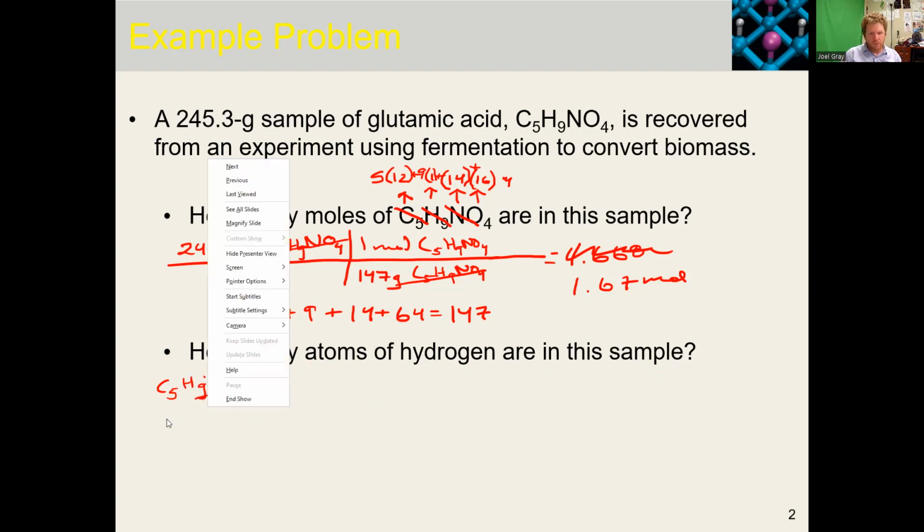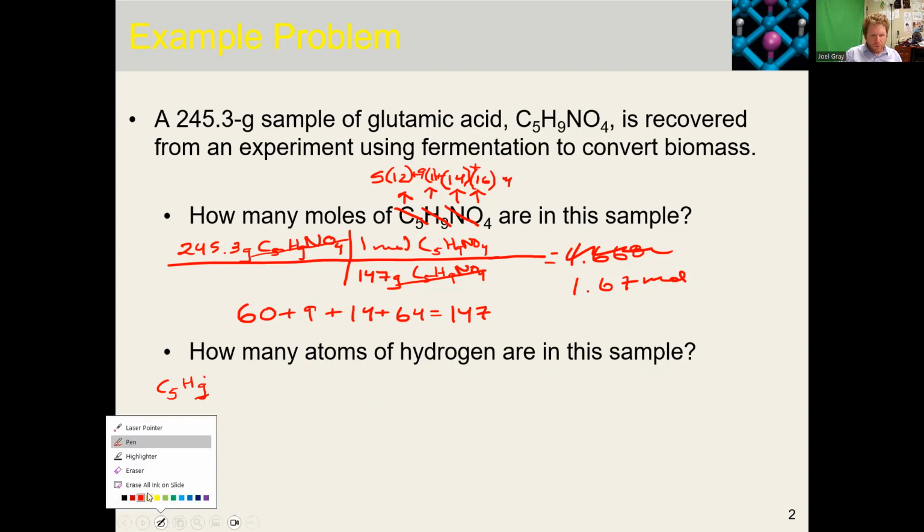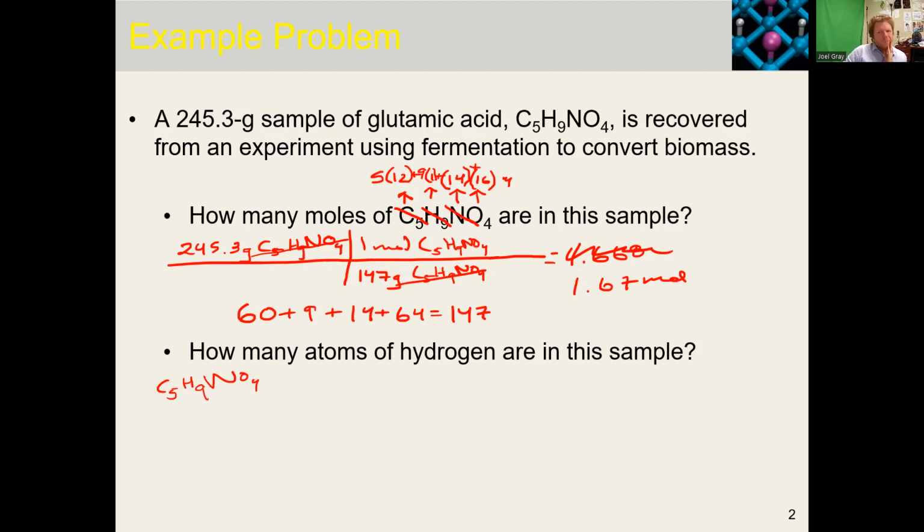NO4, that's an N. And this compound, if we have 1 molecule of it, we have 9 H atoms.